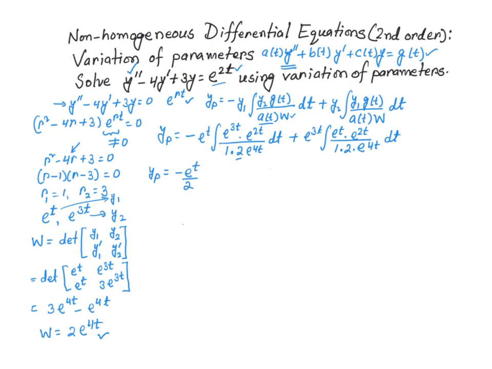I could bring the 2 outside, these 2. Then e to the power 3t times e to the power 2t is e to the power 5t, divided by e to the power 4t is going to be just e to the power t, dt, plus e to the power 3t. Then e to the power t times e to the power 2t is e to the power 3t, and of course I could bring these 2 right underneath, right? So e to the power 3t on the top, e to the power 4t at the bottom, so it's going to be 1 over e to the power t, or integral e to the power negative t dt.